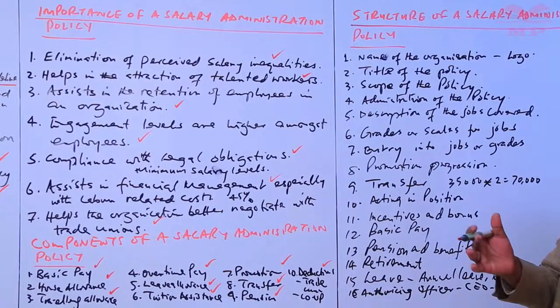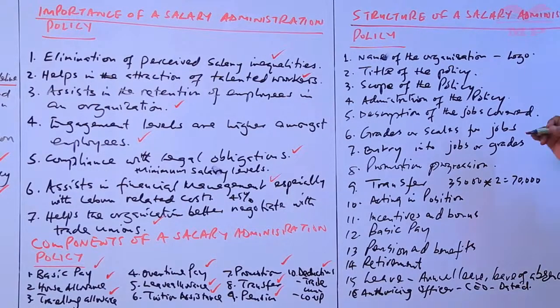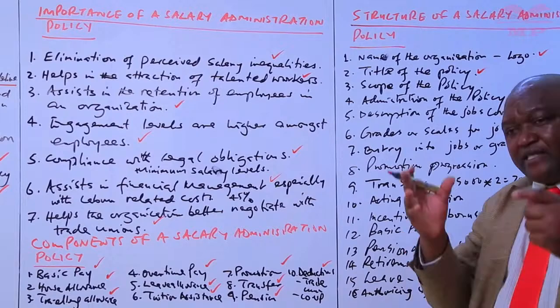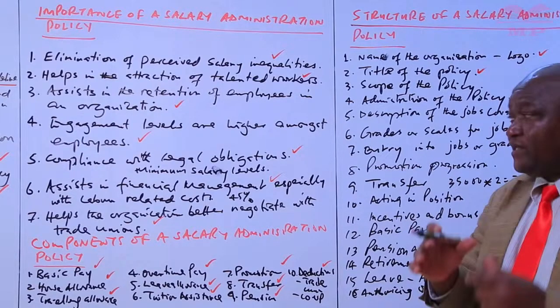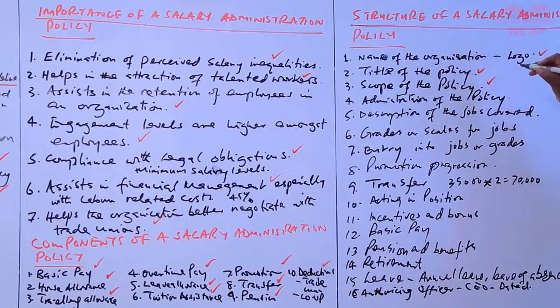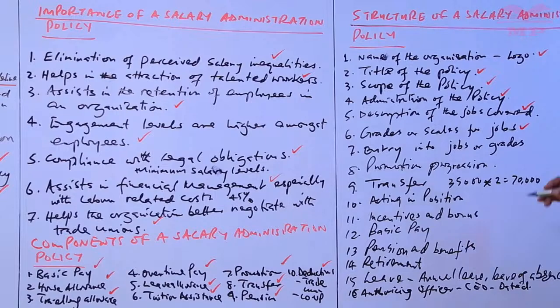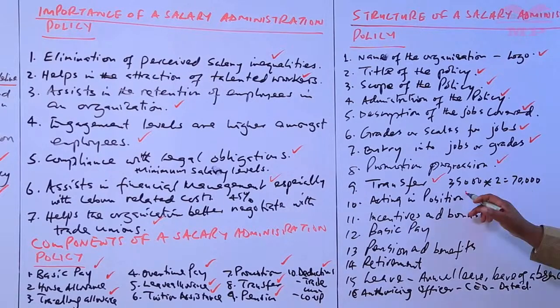So how can it be structured? We said, number 1, it needs to have the name of the organization and, if possible, the logo. Then the title of the policy, which captures the specifics of that particular organization, and the scope of the policy. Number 4, administration of the policy, where it is hosted. Number 5, description of the jobs that are covered. Number 6, grades or scales for jobs. Number 7, entry into jobs or grades. Number 8, promotion progression. Number 9, transfer. Number 10, acting in position.